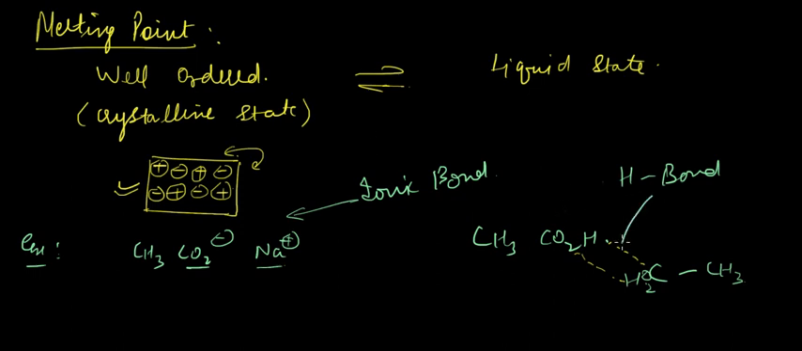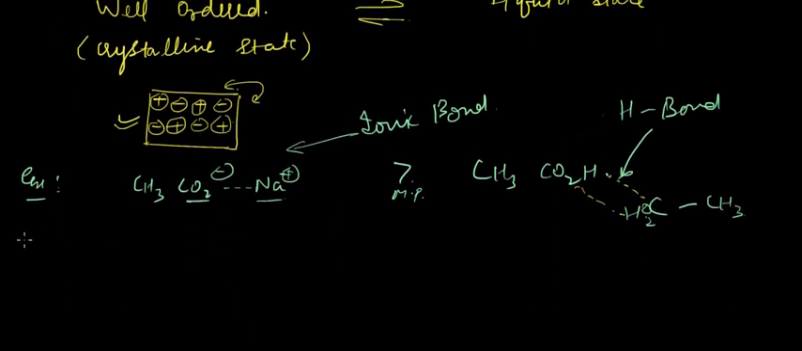You can label it like here. Ionic bond is present between CO2 minus and Na plus. Obviously, an ionic bond is stronger than a hydrogen bond, hence the melting point of this would be greater than this one.